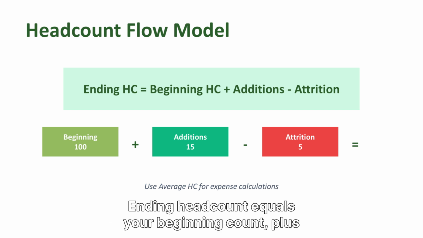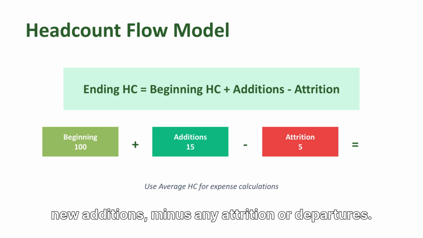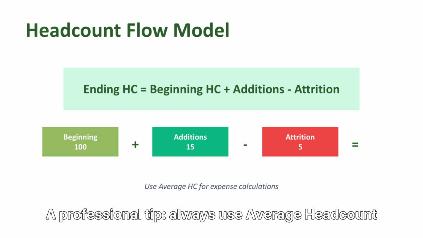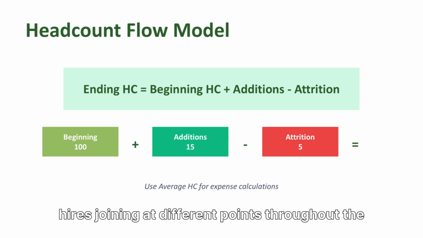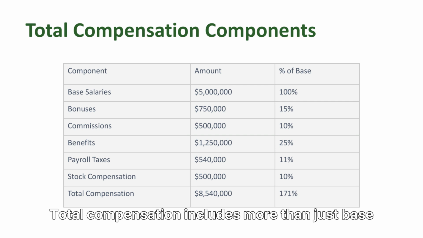Ending headcount equals your beginning count plus new additions minus any attrition or departures. A professional tip: always use average headcount for your expense calculations to account for hires joining at different points throughout the month. Total compensation includes more than just base pay.